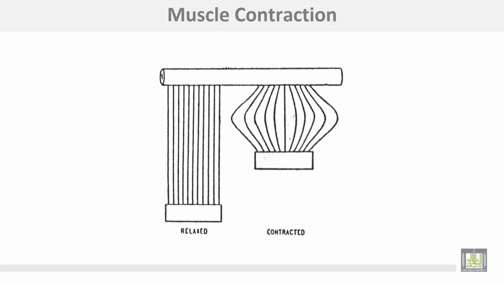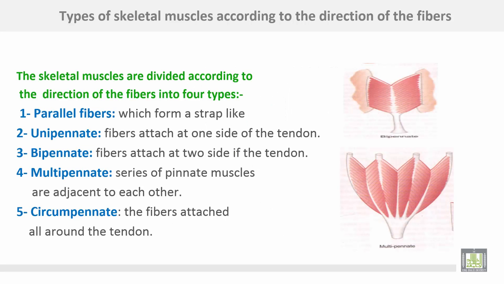Muscle contraction: this is the relaxed muscle here, and this is the contracted muscle. Decrease in length, about 1/3 decrease. The types of skeletal muscles according to direction of fibers: the skeletal muscles are divided according to the direction of fibers into four types.